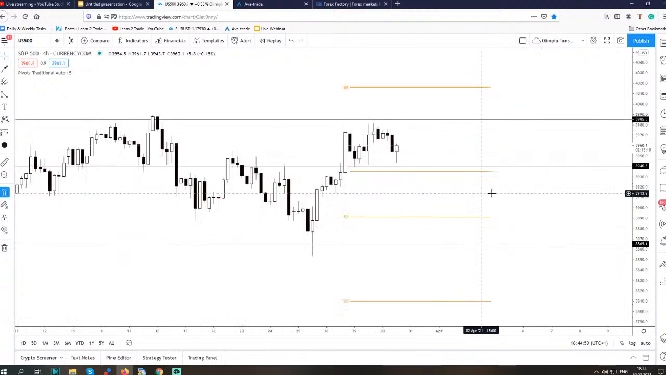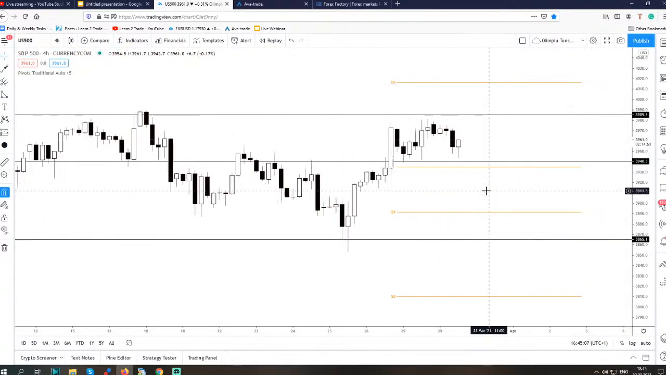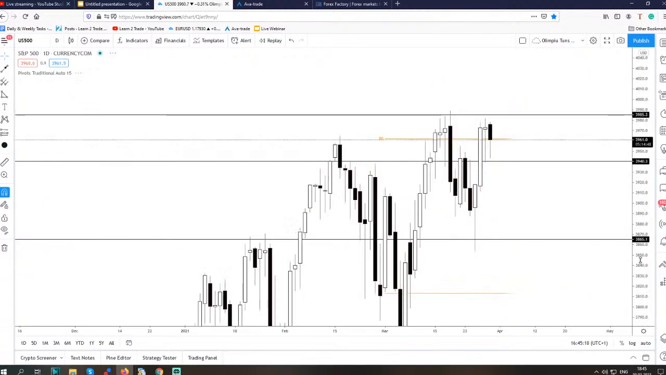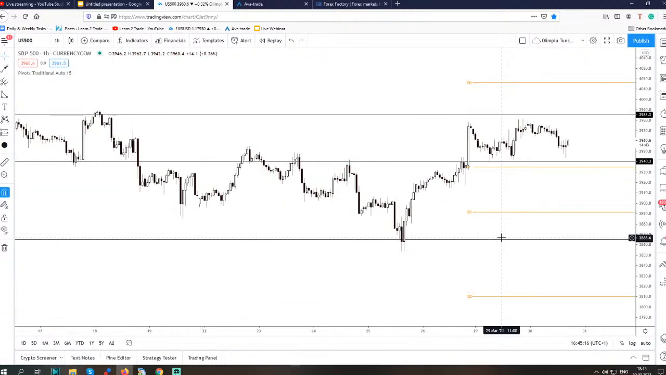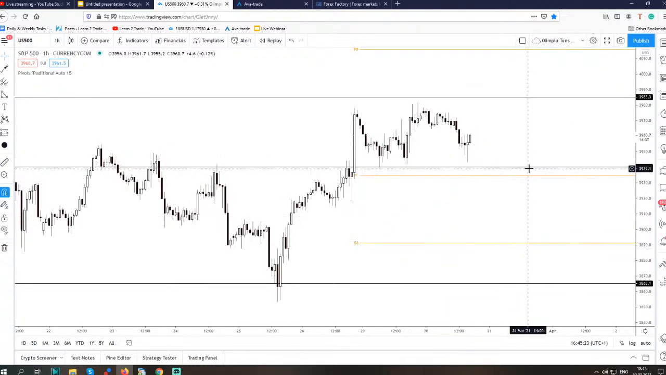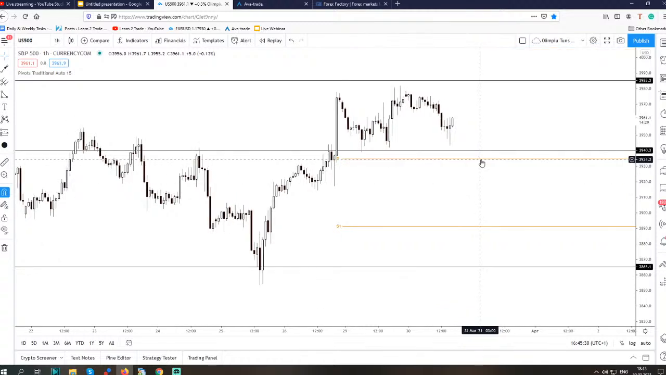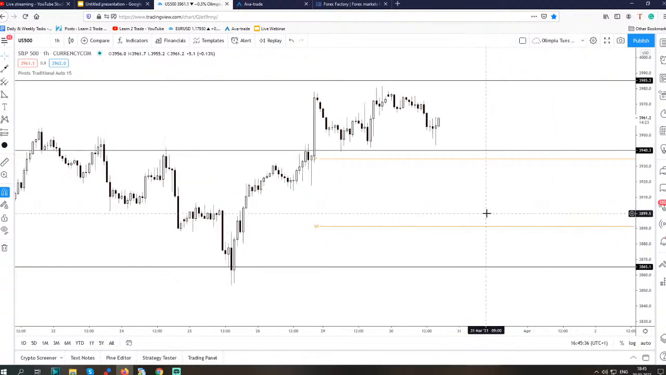So if the price will jump above this former high here, above 3,989, then it could continue higher, it could continue to increase. And maybe if it will drop here below this former low, below the pivot point, it could develop a temporary decline in the short term.